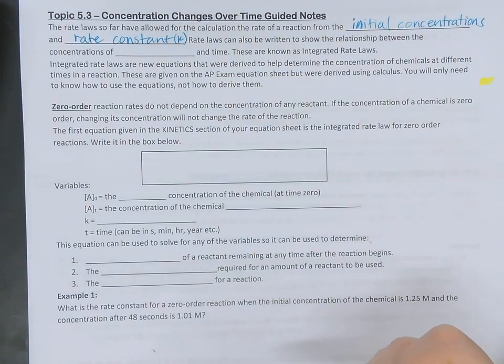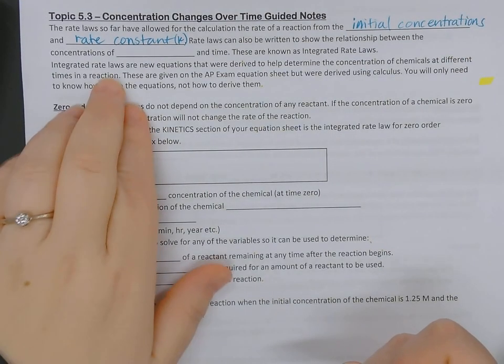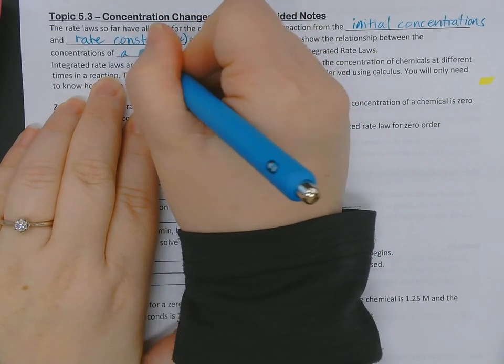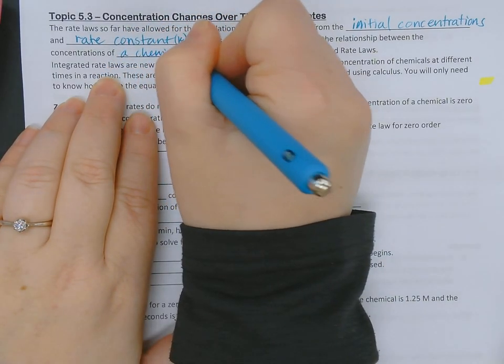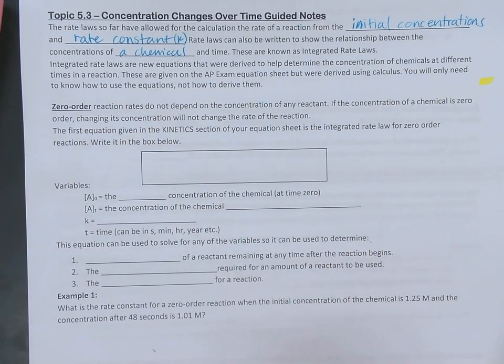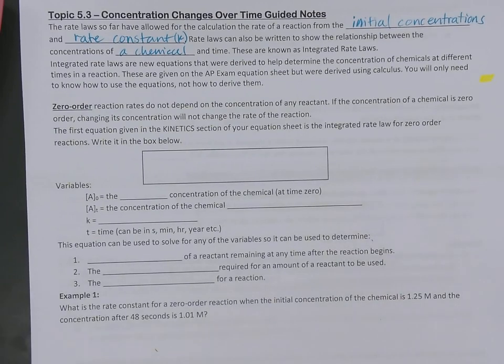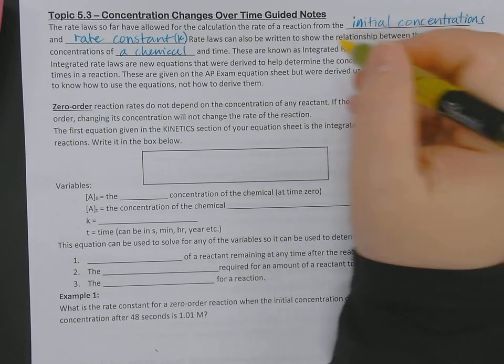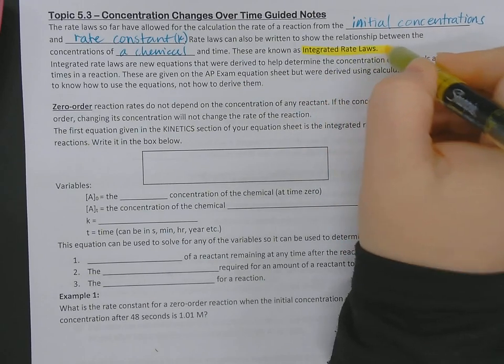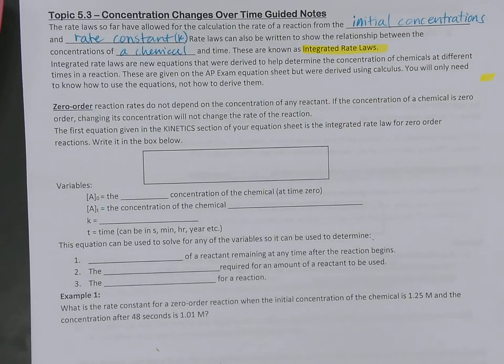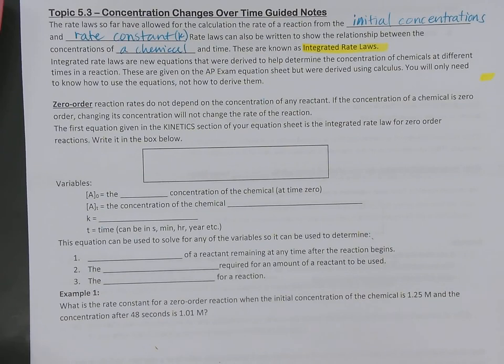Rate laws can also be written to show the relationship between the concentrations of a chemical and time. So these are known as the integrated rate laws. Now, if you're one of my calculus students and you are taking that right now, you are probably getting towards this topic in your calculus class called integration. So the integrated rate laws do bring in calculus, but they've done the calculus for us and it spits out a new equation and we just have to use this new equation. So don't get freaked out by that word.